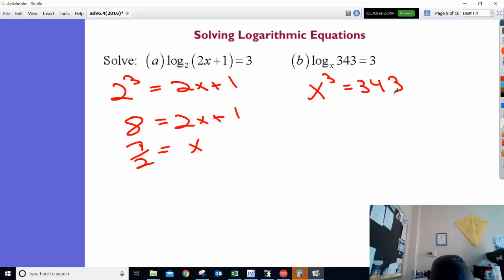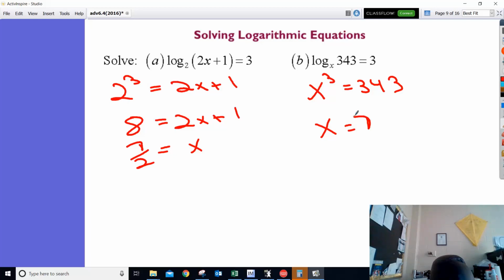If you don't know this, you might go to the calculator and type in 4 cubed and see what you get. Type in 5 cubed, see what you get. Type in 6 cubed, see what you get. And it's probably the next one. 7, isn't it? x is 7. Here's 7 times 7 times 7. 343 all day long. All right, any issues so far?